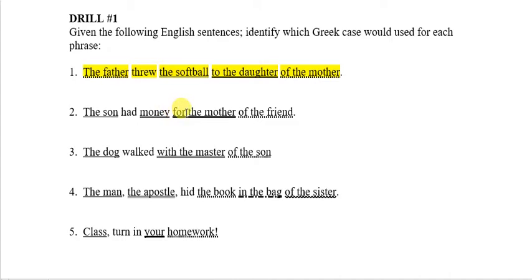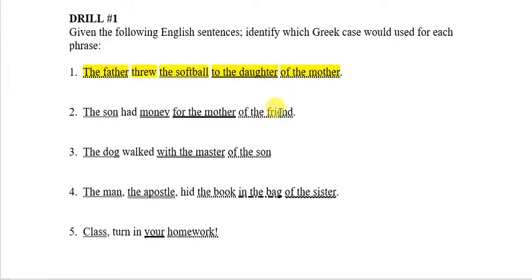For the mother, to, for, in, by, with. To, for, in, by, with would be the dative case. And of the friend would be in the genitive case. Now, let's think for a moment. Notice we have of the mother and of the friend here.